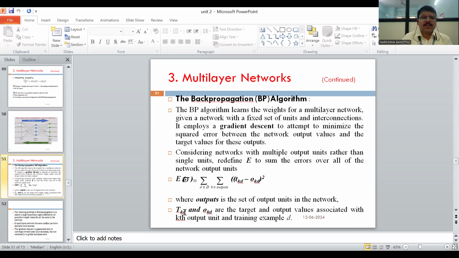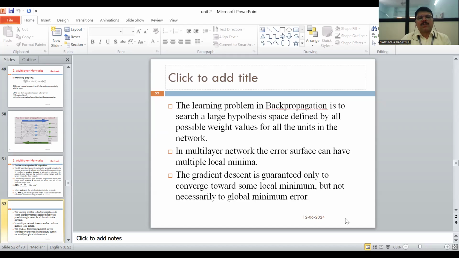t_kd and o_kd are the target and output values associated with the kth output unit and training example d. The learning problem in backpropagation is to search a large hypothesis space defined by all possible weight values for all the units in the network. In a multi-layer network, the error surface can have multiple local minima. Gradient descent is guaranteed only to converge toward some local minimum, but not necessarily to the global minimum error.